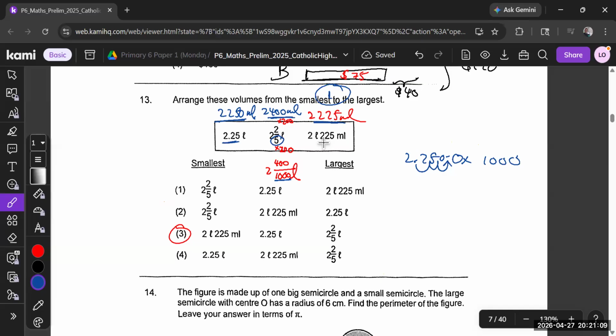2 liters 225 ml is the smallest. Then getting bigger will be this one, which is 2.25 liters. And the biggest will be 2 and 2/5 liters. So what is the lesson here? The lesson is you must change them all into whole numbers, and also change all into ml. Then you'll be able to compare. So your answer is number 3.